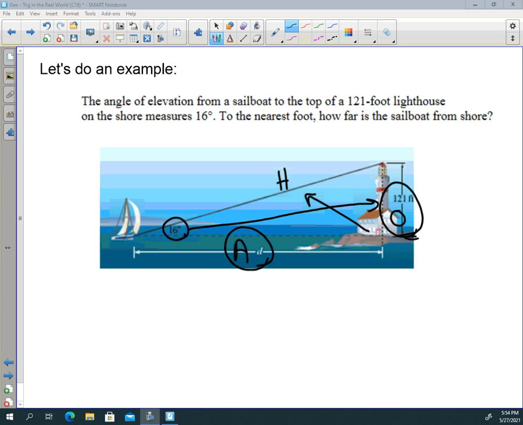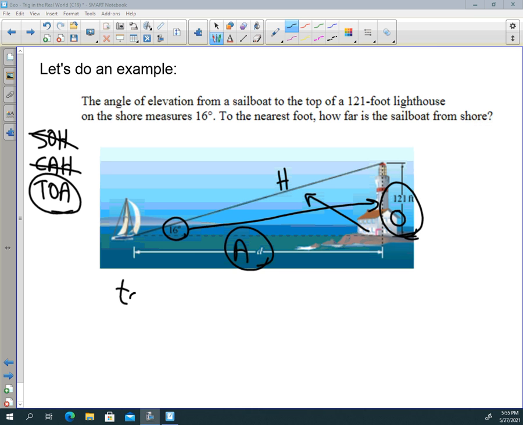Knowing that we have the opposite and we want the adjacent, we're going to have to pick the correct trig ratio out of the three: the sine, the cosine, and the tangent. The sine, you remember, is opposite over hypotenuse, cosine is adjacent over hypotenuse, and tangent is opposite over adjacent. Noticing that we have the O and we want the A, we're going to pick the tangent ratio, making those other two unnecessary. So now we're going to use TOA to help us set up the equation.